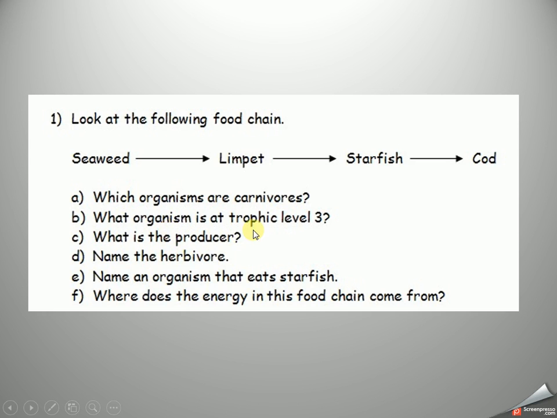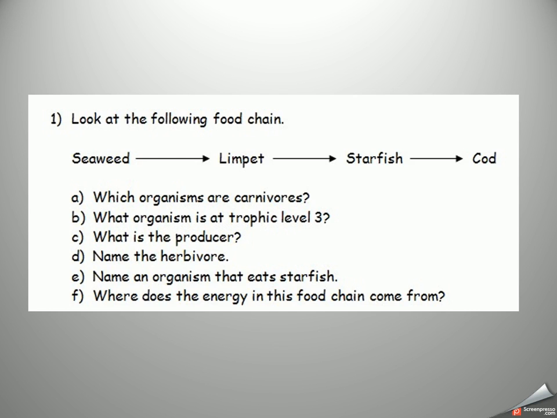Which organism is at trophic level 3? Well, trophic level just basically means feeding level. So trophic level 3 is actually 1, 2, 3. It's the starfish. What is the producer? It's the seaweed. The producer is always the one that photosynthesizes.